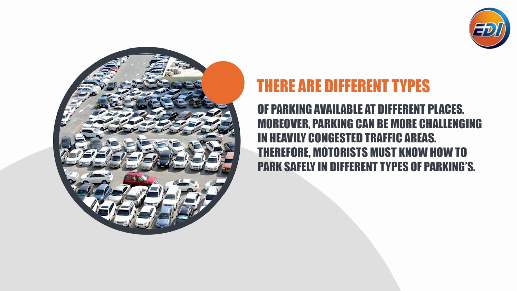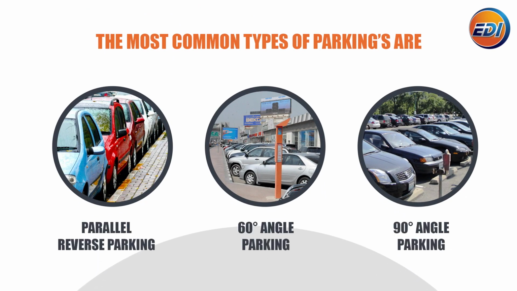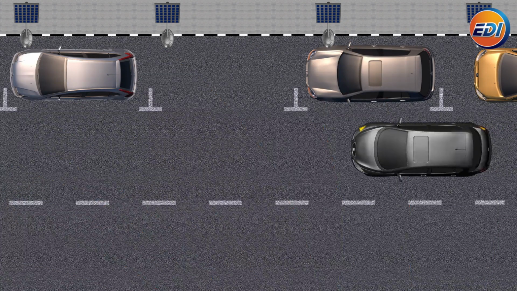Moreover, parking can be more challenging in heavily congested traffic areas. Therefore, motorists must know how to park safely in different types of parking. The most common types of parking are reverse parallel parking, 60-degree angle parking, 90-degree angle parking. To learn more about the procedure to be followed to park at these parking types, you may click to play or choose to skip.